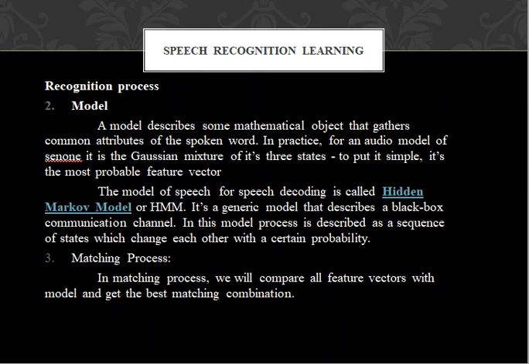Second one is model. A model describes some mathematical objects that gather common attributes of the spoken word. In practice, for an audio model of a senone, it is the Gaussian mixture of its three states. To put it simply, it's the most probable feature vector. The model of speech for speech decoding is called Hidden Markov Model or HMM. It's a generic model that describes a black box communication channel. In this model, process is described as a sequence of states which change each other with a certain probability.